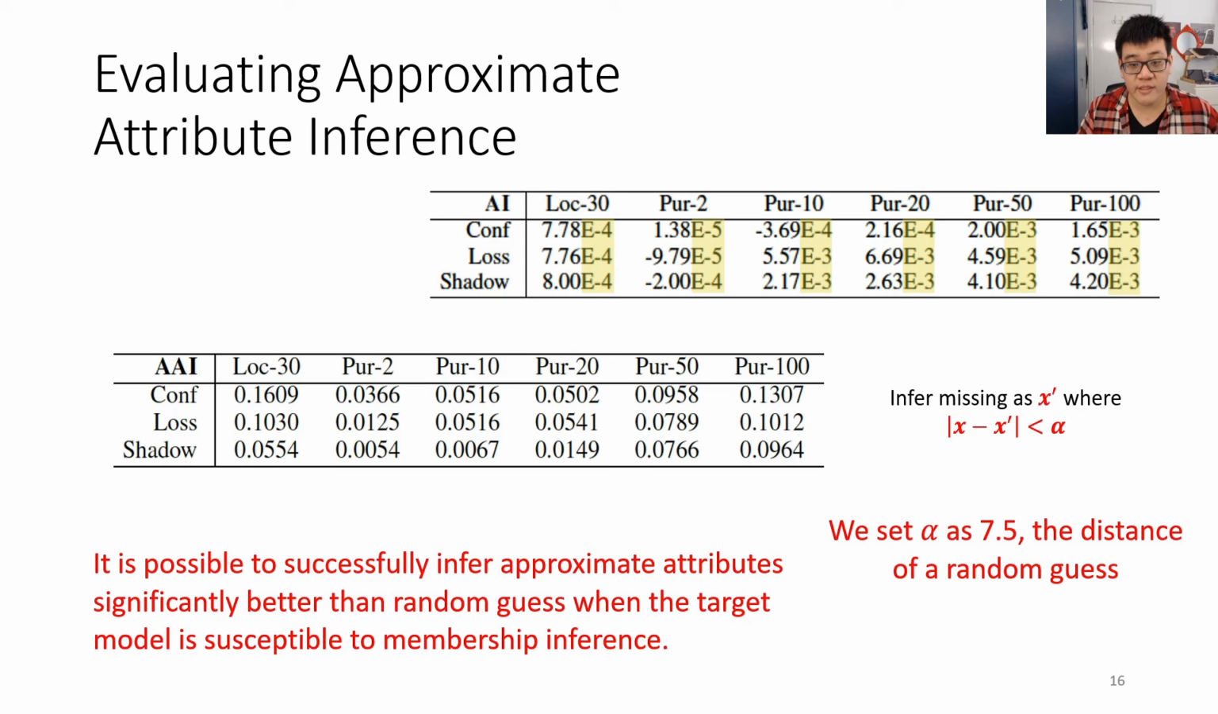Looking at approximate attribute inference across these three different types of attribute inference attacks and across these different datasets, we can see that these advantages are non-negligible. And we can conclude from this that it is possible to successfully infer approximate attributes significantly better than a random guess, even or especially when the target model is susceptible to membership inference.